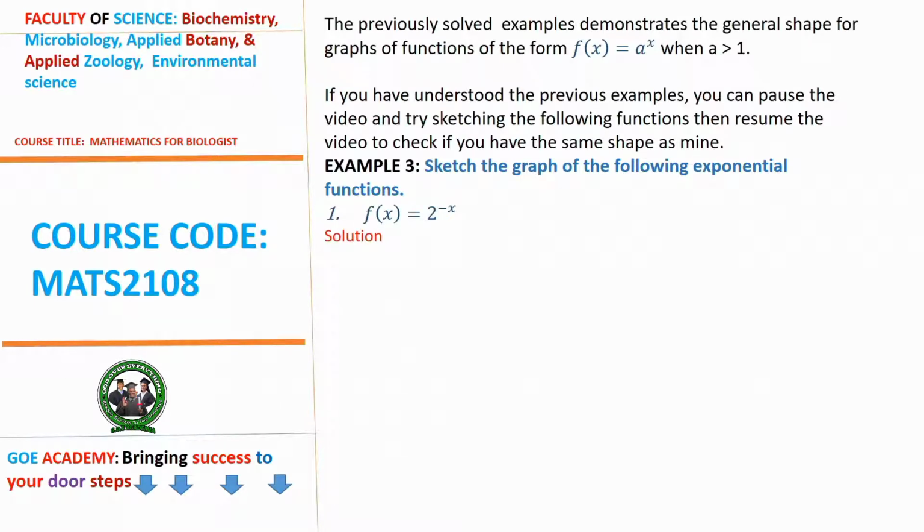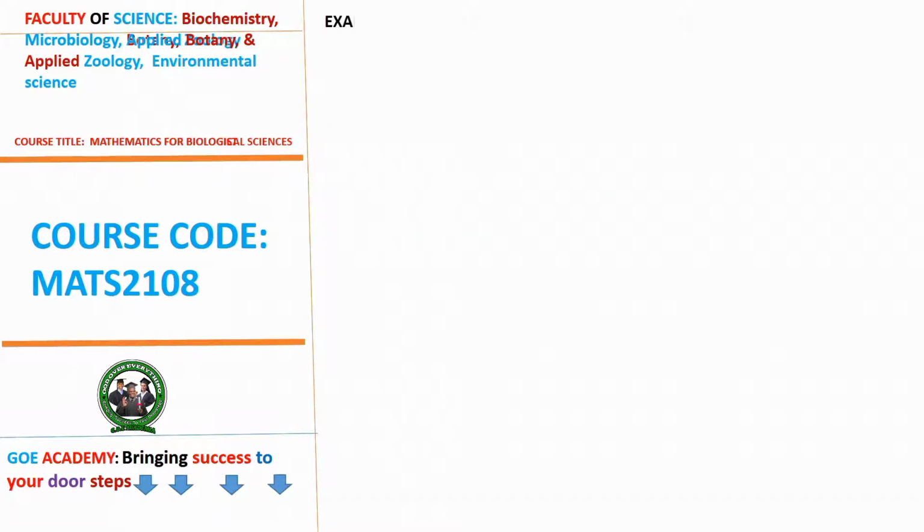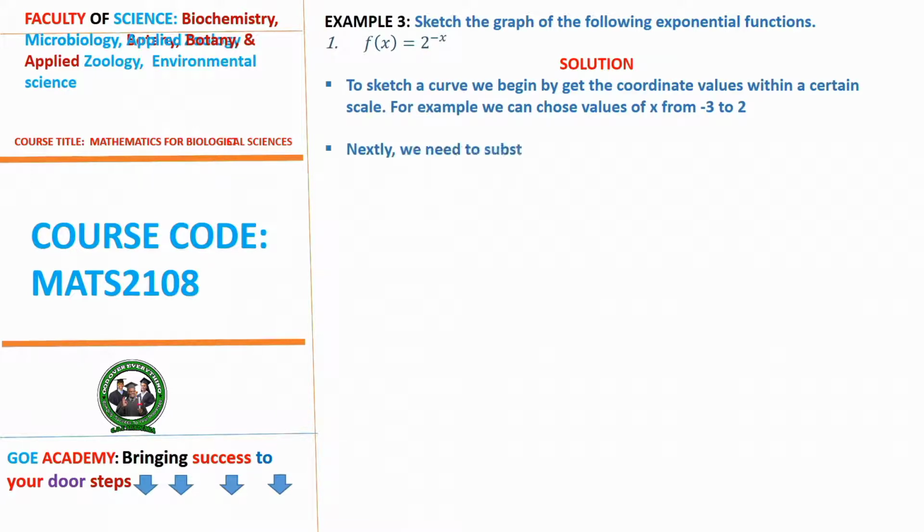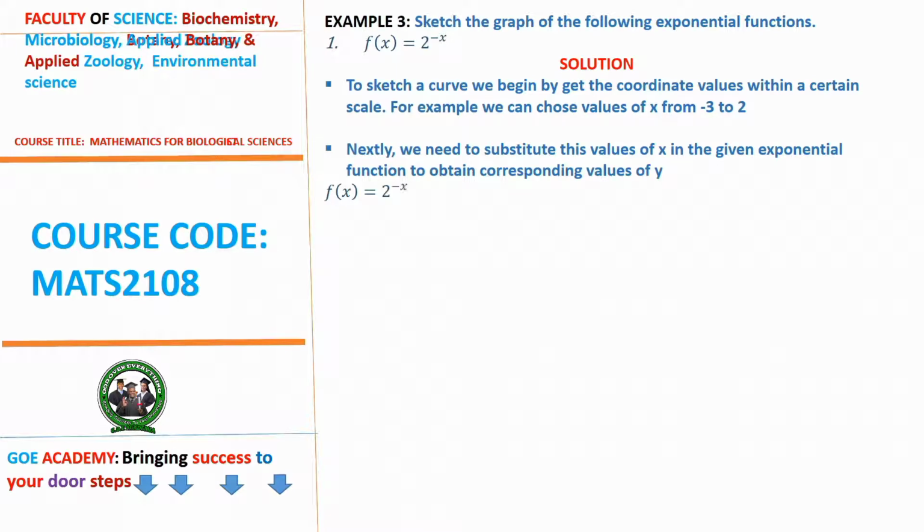If we're asked to plot or to sketch the curve f(x) equals 2 raised to the power -x, we follow the same approach. Get your coordinate values. So first case, when x equals -3, I have 2 raised to the power -(-3). Be careful, whenever I see two negative signs together, it tends to become a positive. So this is the same as 2 raised to the power 3, which is equal to 8. Same thing when we have -2, we have 2 raised to the power -(-2), which gives us 2 raised to the power 2, which is 4.